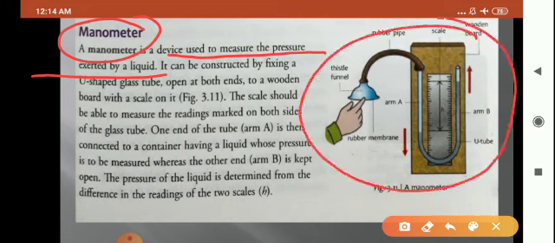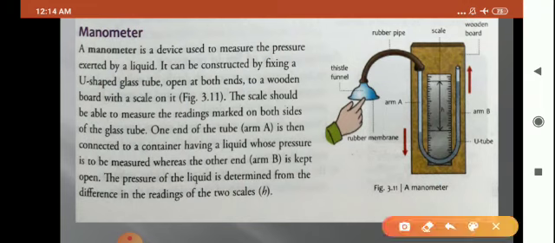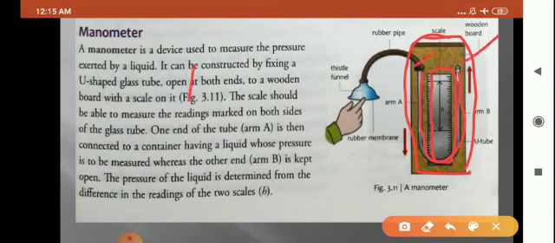Now children, this manometer which is given in your book is a U-shaped manometer. Why is it called U-shaped manometer? Because it has a glass tube which is in the shape of a U. Can you see this glass tube, which is in the shape of the U? Now this glass tube is attached to a wooden board, and at the center of the wooden board there is a scale attached to it, which is used to measure the reading of both sides of this U-shaped glass tube. This is the U-shaped glass tube.